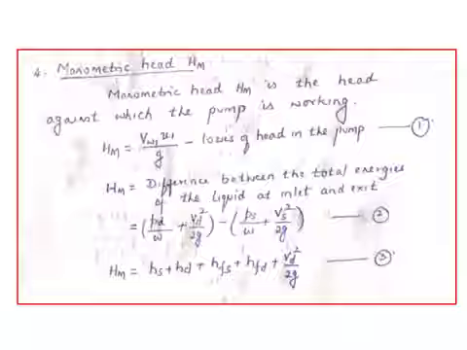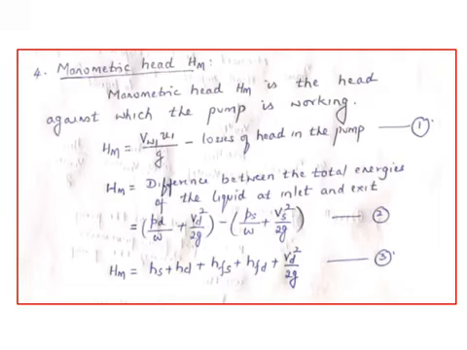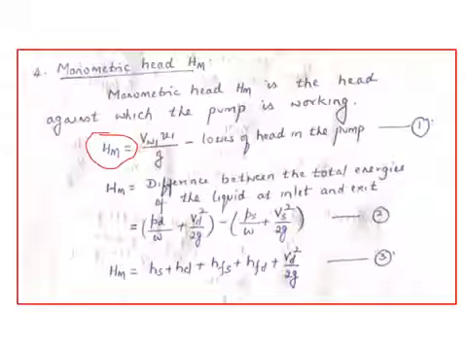But by the time the water comes out of the casing, there are some losses of head in the pump, so the actual head will be after deducting the losses. When the work is done by the impeller on the water, that is the head that is generated, which is VW1 U1 by g, but there are losses that take place, which has to be equal to this HM. So therefore VW1 U1 by g minus the losses has to give HM.